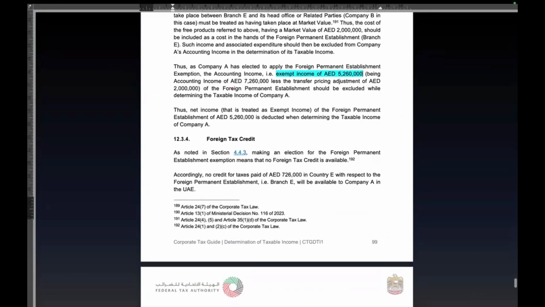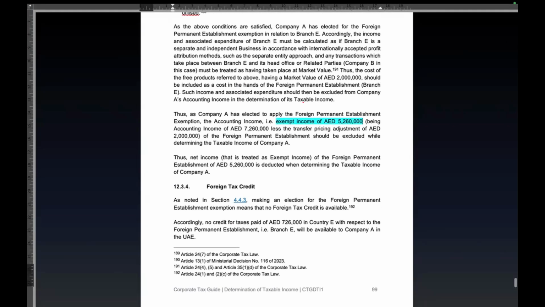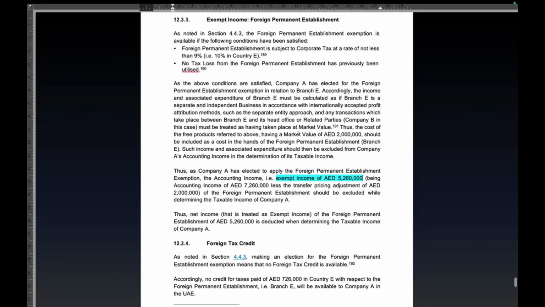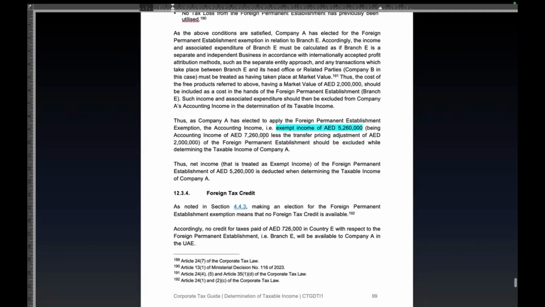Basically, you can say this is a company. This is a UAE company with a foreign PE establishment. This is the exempt income, 5260. This exempt income is what they are arriving at. This is the tax accounting income. Then they have made their adjustments. We have already discussed that.